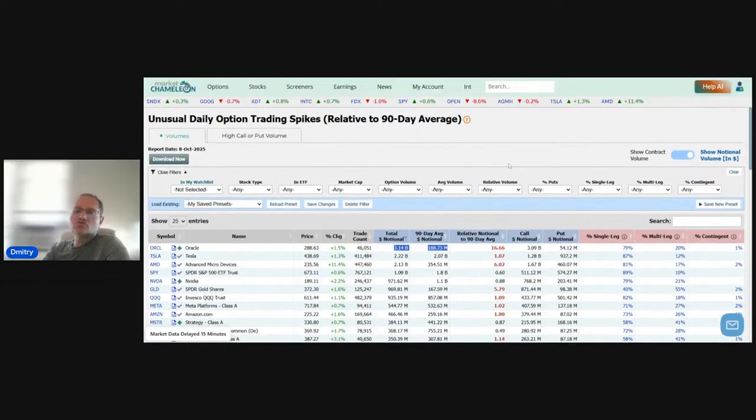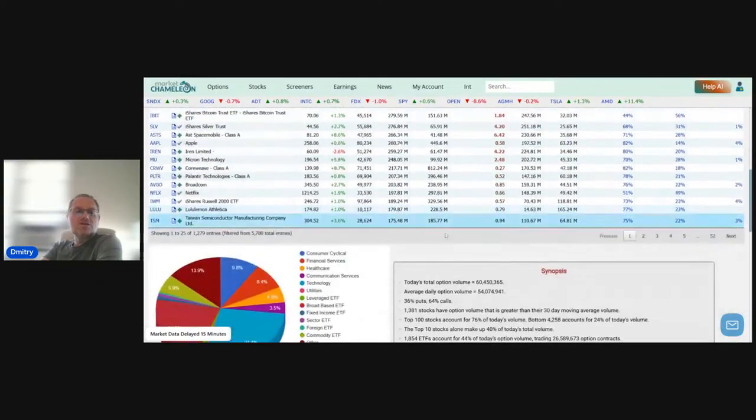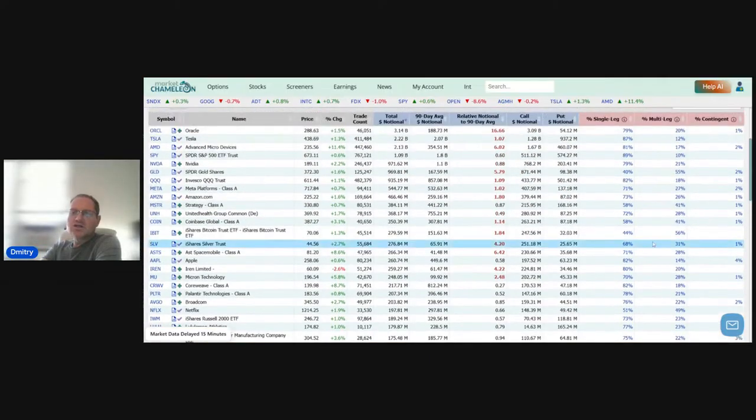What I'm going to do first is look at options with at least 1,000 contracts or more that traded. We're going to use some filters here. When I do that, you can see we filtered: there are 1,279 stocks that traded over 1,000 option contracts out of 5,780. And by clicking on these columns, we can sort by any of them.